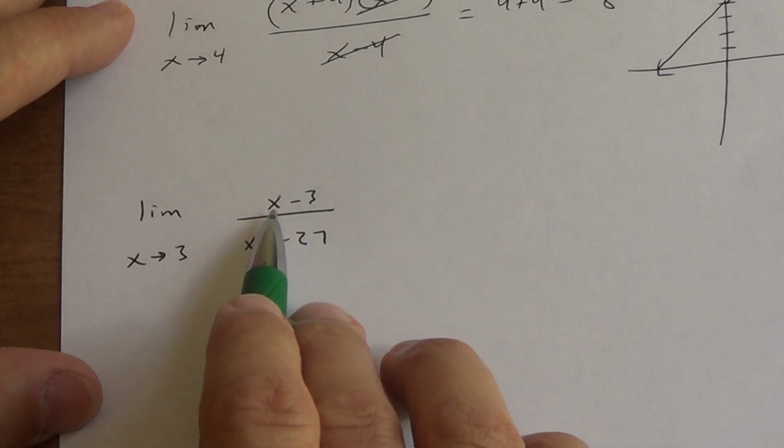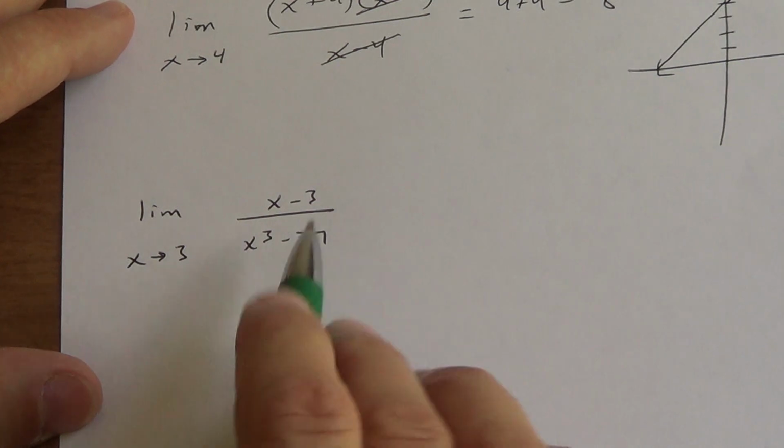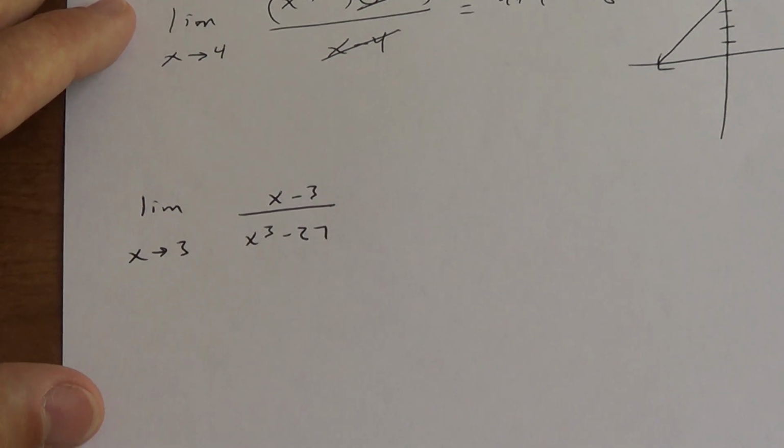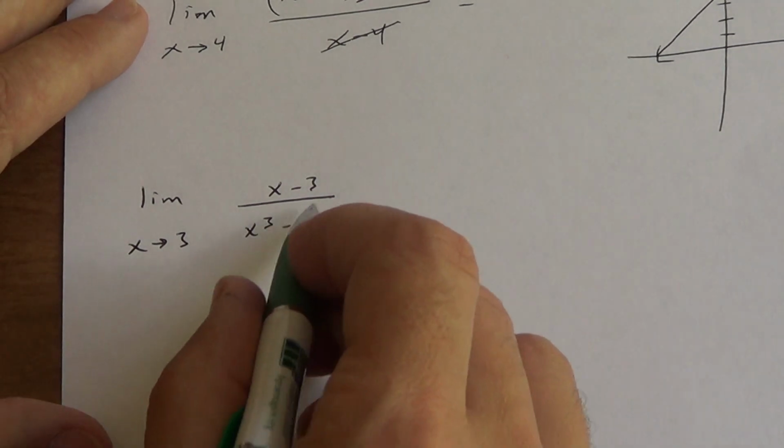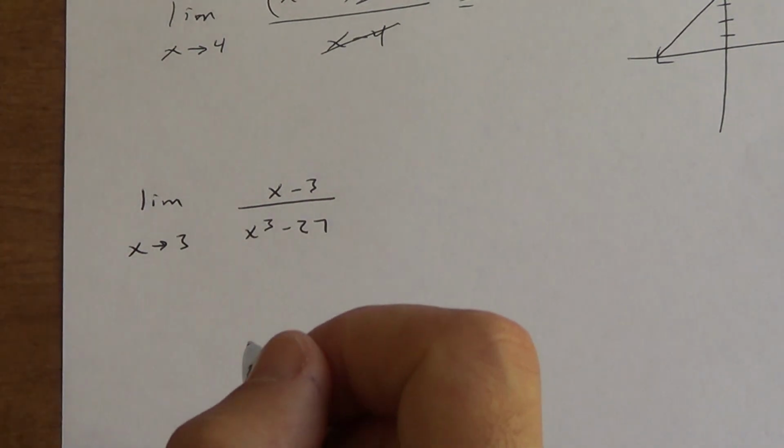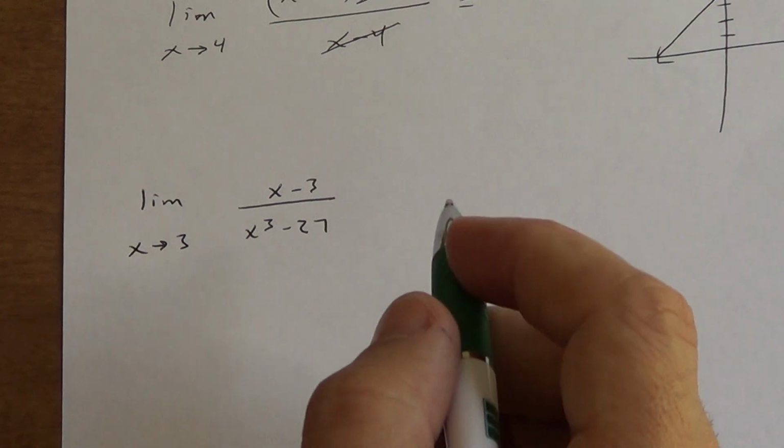So x approaches 3. 3 minus 3 is 0. 3 cubed is 27. 27 minus 27 is 0. So we get this 0 over 0 thing again. So let's factor x cubed minus 27. Hopefully you remember how to factor sum of cubes and difference of cubes.